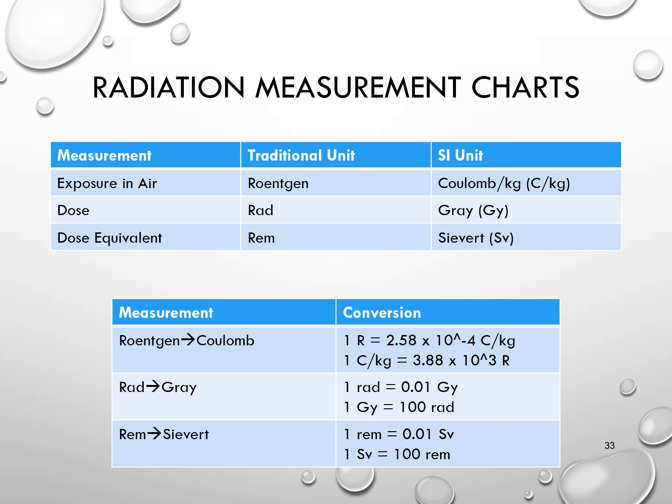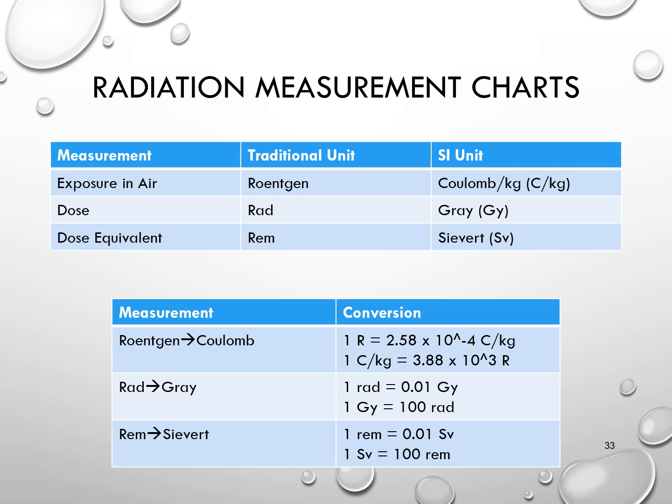Here you can see these charts, and you can see what is being measured, the exposure in air. The traditional unit was the Roentgen. Today's unit is the coulomb per kilogram. The dose is being measured by what used to be rad, but now it is gray. The dose equivalent used to be rem, and now it is the sievert. We also want to talk about the quality factor there when we talk about dose equivalent.